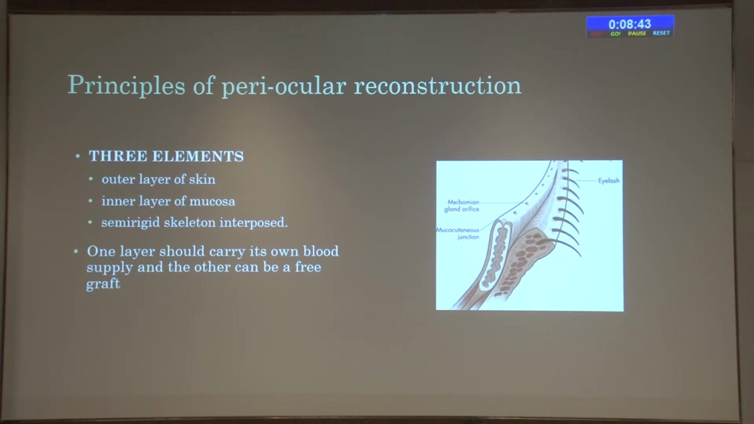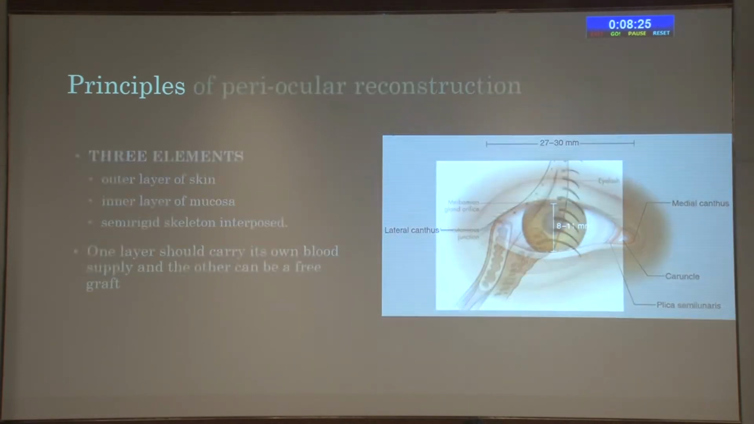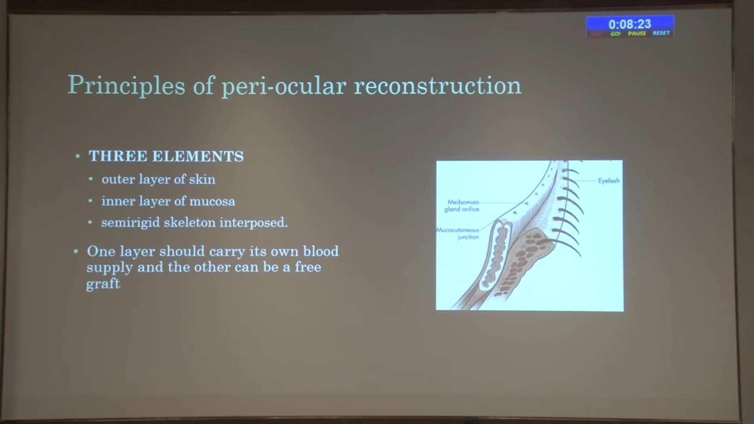So when we reconstruct, we have to remember to reconstruct each of these layers that we talked about, that is the skin, the skeleton, and the mucous membrane. Since we functionally divided it into the anterior and posterior lamella, each lamella has to be reconstructed either together or separately. It's important to know that one layer has to carry its own blood supply, so it has to be a flap, and the other can be a free graft.